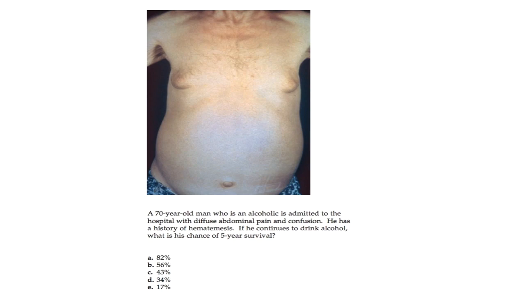So this is just something to keep it fresh and exciting, taken from the Mayo Clinic. A 70-year-old man who is an alcoholic is admitted to the hospital with diffuse abdominal pain and confusion. He has a history of hematemesis. If he continues to drink alcohol, what is his chance of 5-year survival? Well, obviously you can see this gentleman has ascites and he has a history of alcohol use, so most likely cirrhosis with portal hypertension and he has varices, right? In that he has bleeding esophageal varices, probably the cause of his hematemesis. So the answer here is actually D, 34%, right?